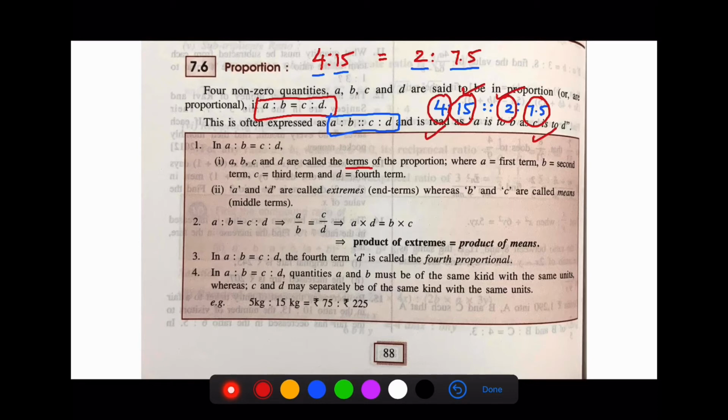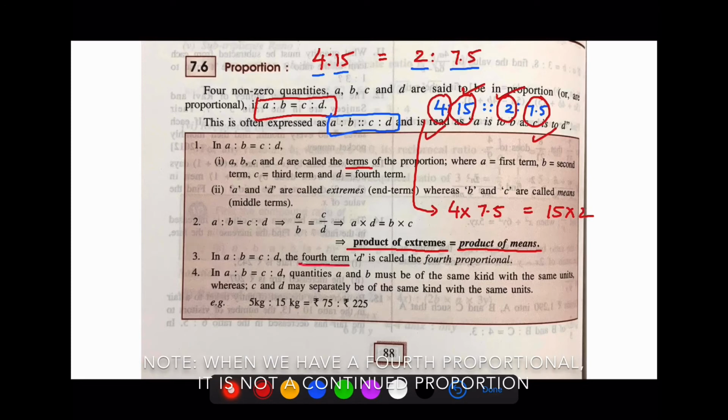And another important relation among extremes and means is that the product of the extremes will be equal to product of the means. So in this proportion I can say that product of the extremes is 4 into 7.5. That should be equal to 15 into 2. So if I calculate that, both the sides will be 30. Then the next thing is that in this kind of a proportion, the fourth term is called the fourth proportional. So here 7.5 would be my fourth proportional.